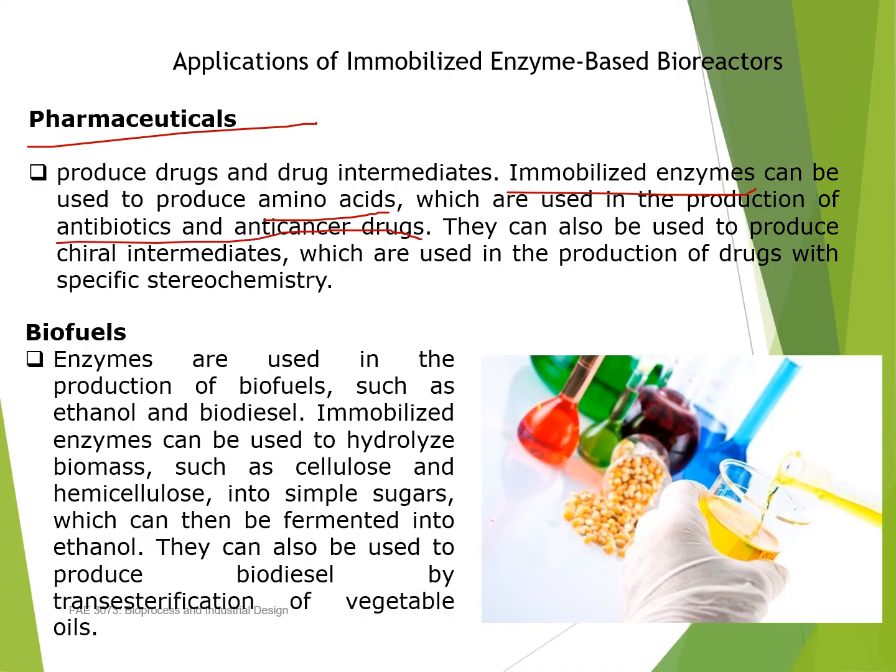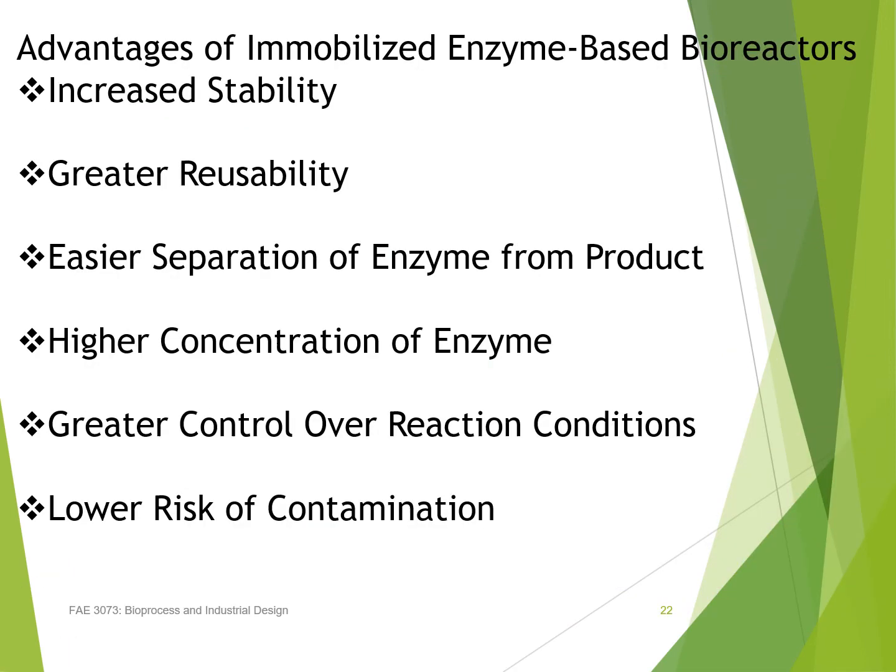Okay. The third one is for biofuel. This enzyme usually is used to hydrolyze biomass such as cellulose and also hemicellulose into simple sugar. So this simple sugar will be used as a reactant and it will be fermented into ethanol. Okay, these are examples.